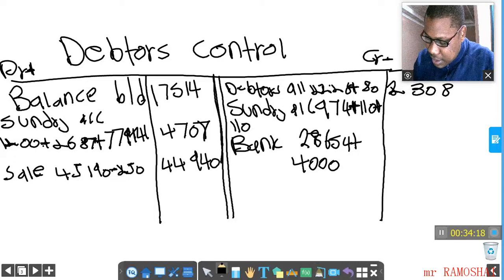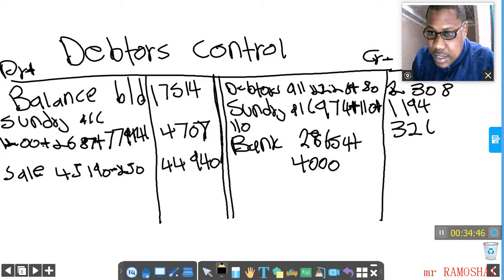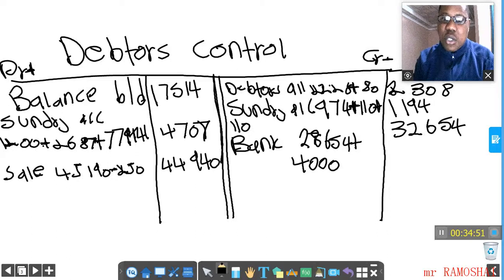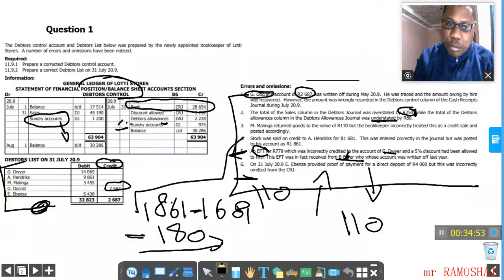And then let's go to the sundry account, which is 974 plus 110 plus 110 plus 110. Okay, then it equals 1,194, right? And then we go to the bank, which is 28,654 plus 4,000, which is 32,654, right? But if you check, guys, not all of the accounts had the errors and omissions.